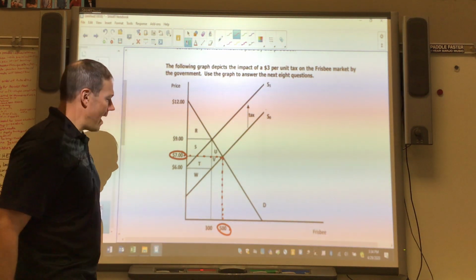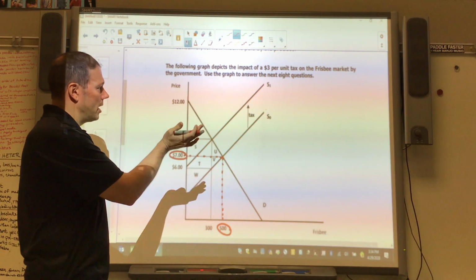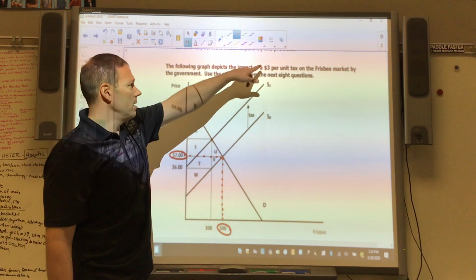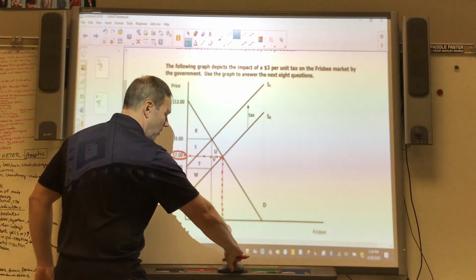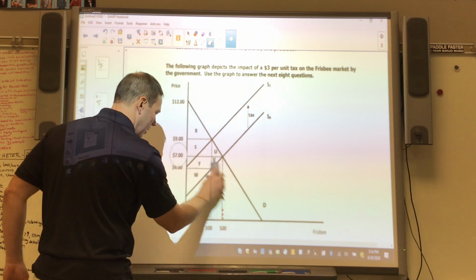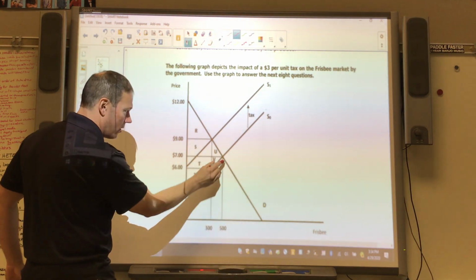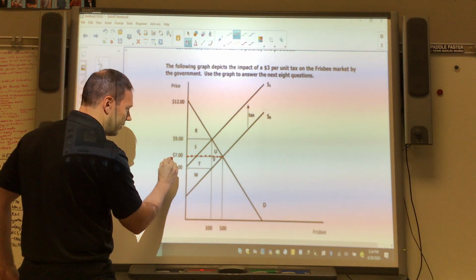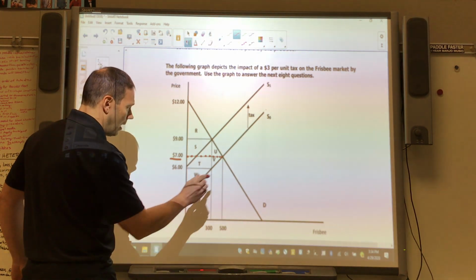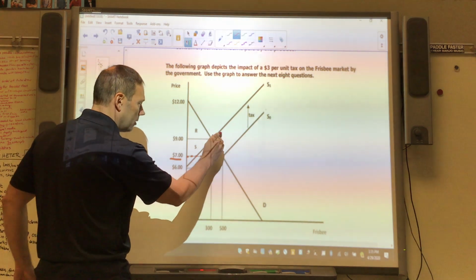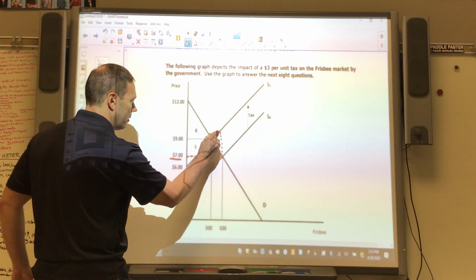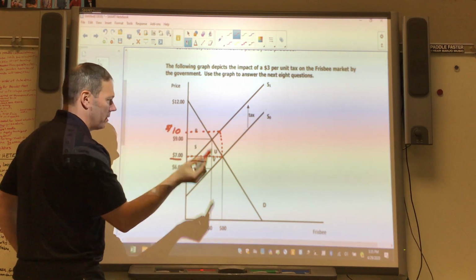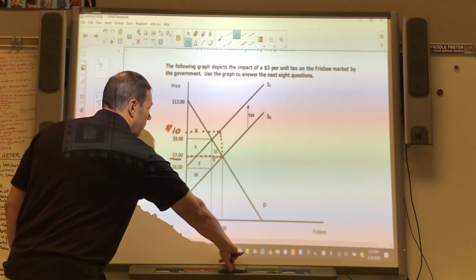The government, however, adds a $3 tax onto this unit. Now, how do we know it's $3? Well, they tell us up here. Even if they didn't put that number up there, we could still figure it out. The easiest way would be to ask, originally at 500 units, what was our supply curve? It was at 7. With the new one, this would be 10 if they gave us numbers. Bottom line is there's a $3 difference.